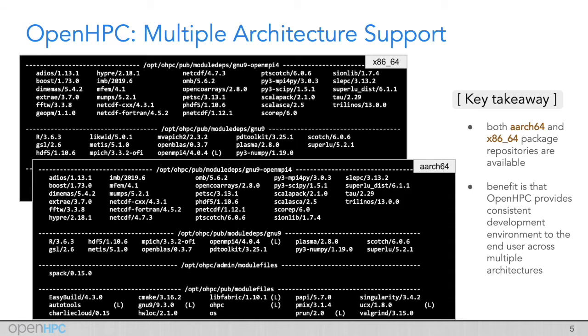The next key takeaway that I'd like to highlight is the fact that OpenHPC is providing package builds for multiple architectures. And what we're trying to highlight here is the fact that we can install a large collection of software. In this case, we're showing the user environment, the modules environment, which is basically all the software that might be exposed to the end user. And the point being that the environment looks exactly the same between multiple architectures. And that's really one of the key benefits that we see for OpenHPC, trying to provide a consistent development environment across multiple distros and multiple architectures.